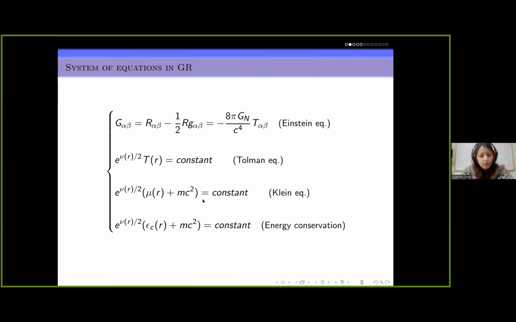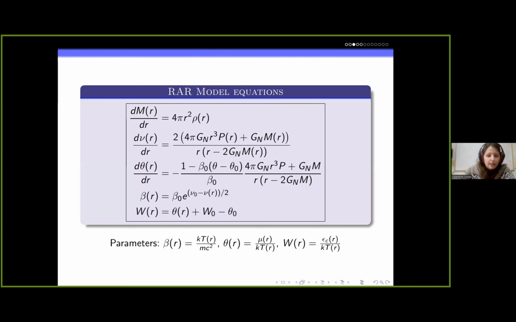In addition, we have another equation, the last one here. Because of the symmetries, we have energy conservation along the configuration. Working with this system, one finds the equations for this dark matter model, where the first one gives us the total mass at a given radius. The second equation is the Tolman-Oppenheimer-Volkoff equation, where nu is the time component of the metric. And then we have these three equations for the model parameters: one for the degeneracy parameter, one for the temperature parameter, and one for the cutoff parameter.